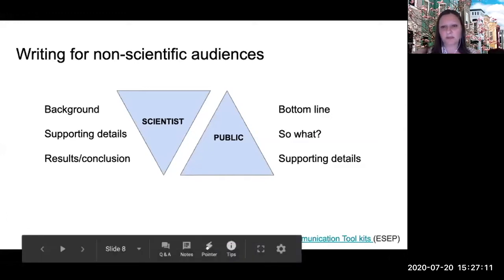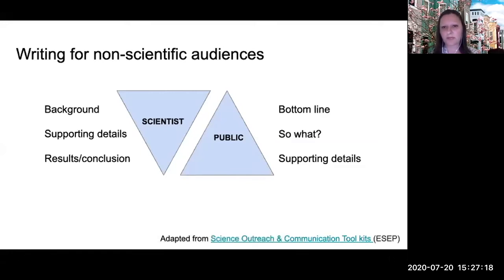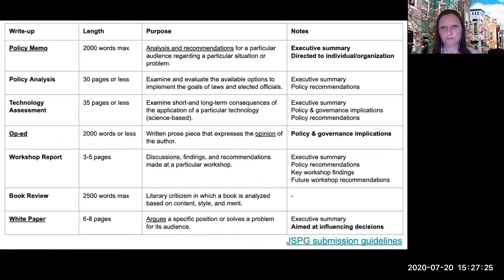And then add supporting details. So this is something to remember. If you remember nothing else from today, this is the critical point of how you should think about your writing, and that flips around the academic writing, starting with the bottom line first. Okay.